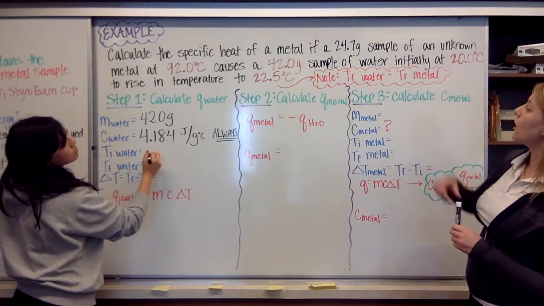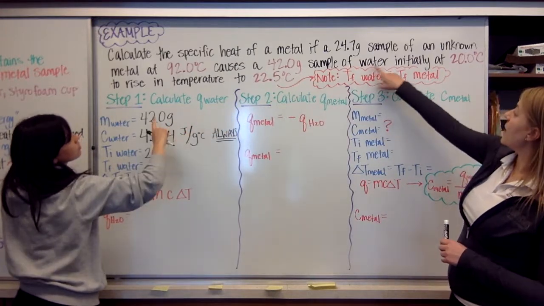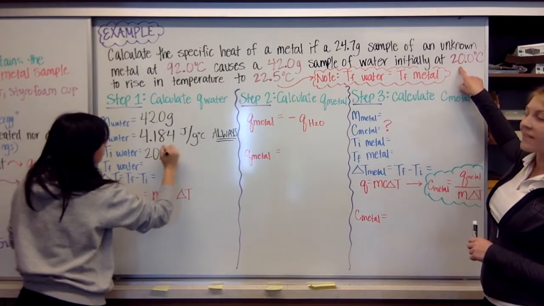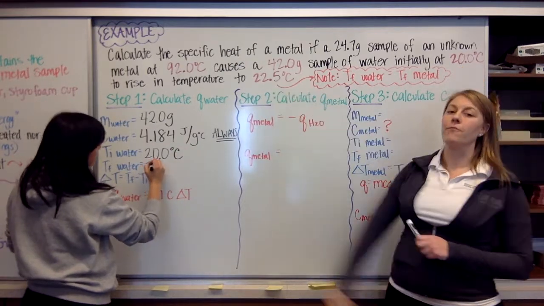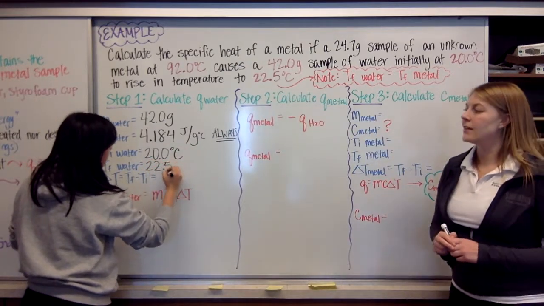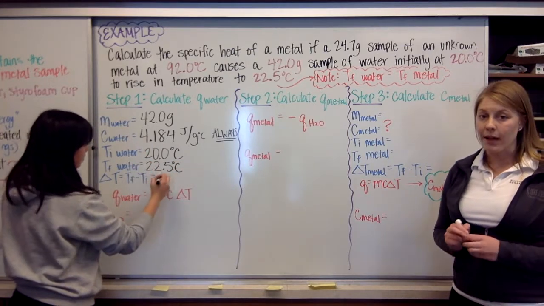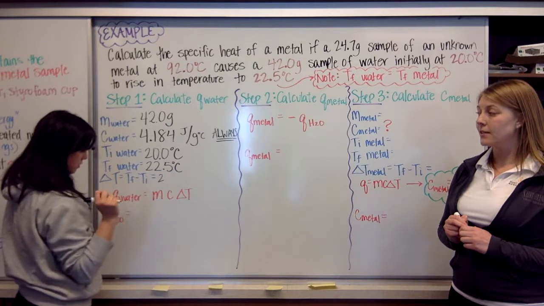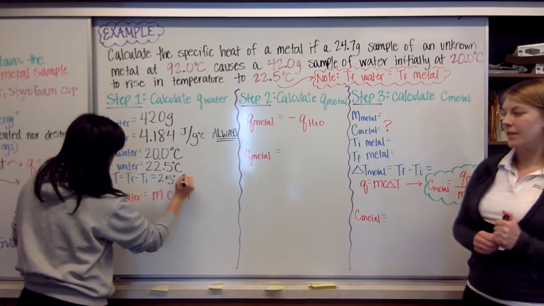So we're looking for our initial temperature. Let's see. The sample of water is initially at 20 degrees C, and it rises in temperature to 22.5 degrees C. Okay? So when we calculate our TF minus TI, we have 22.5 minus 20, and that's going to give us 2.5 degrees Celsius. Okay?